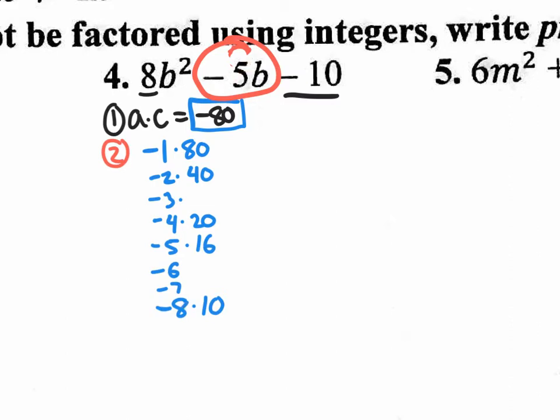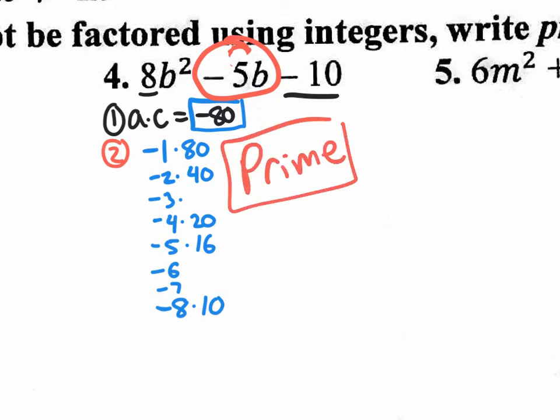So at that point, it doesn't matter which method you're doing. At this point, you say that you can't do it. You write prime. Or you could say not factorable. I think the worksheet says prime. Let's move on to number 5.